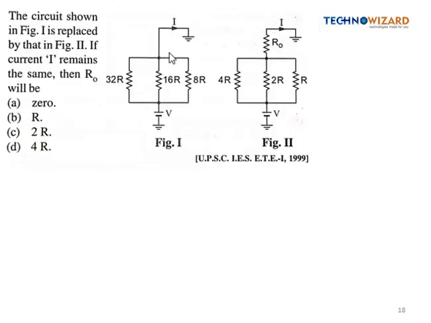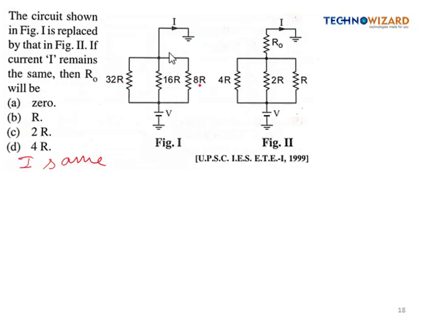Okay, so let's see the next question. The circuit shown in figure 1 is replaced by that in figure 2. If the current I remains the same, then R naught will be? In the question it is saying that figure 1 and figure 2 are equivalent and the value of current I will remain the same. This is only possible when the resistance value remains the same, because here the voltage is the same. For the current to remain the same, the value of resistance must be equal.